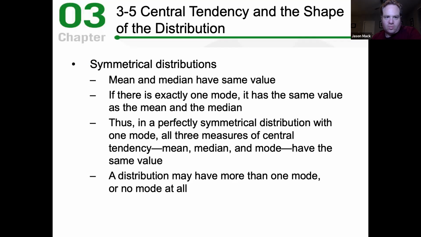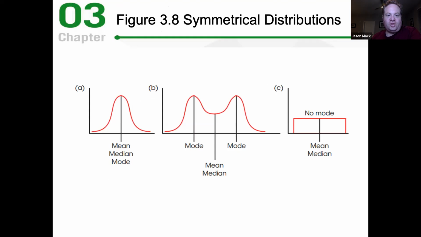So in symmetrical distributions, mean and median have the same value. If there's exactly one mode, it has the same value as the mean and the median. Thus, in a perfectly symmetrical distribution with one mode, all 3 measures of central tendency, the mean, median, and mode, have the same value. A distribution may have more than one mode or no mode at all. Here are some symmetrical distribution examples. You have the mean, the median, the mode, the median and the mode, and no mode. So we have normal right here, bimodal, and rectangular for our symmetrical distributions.